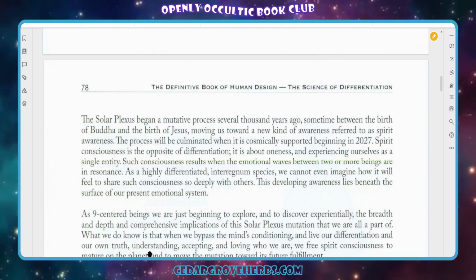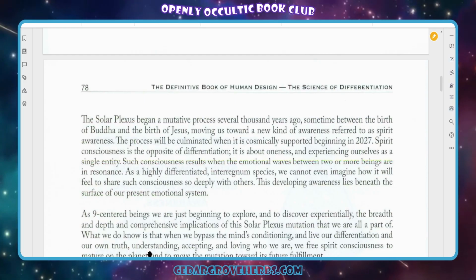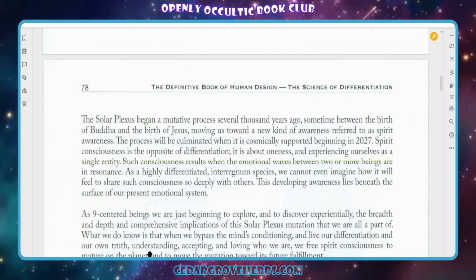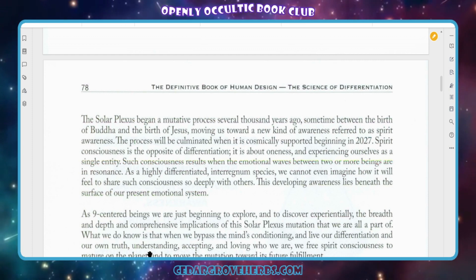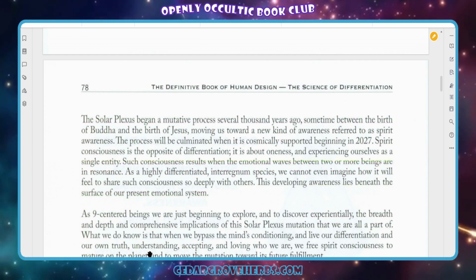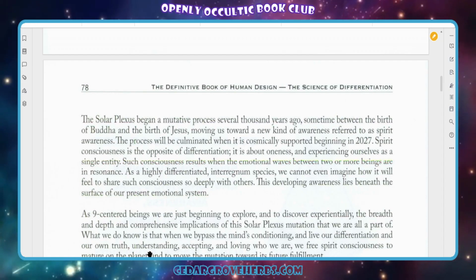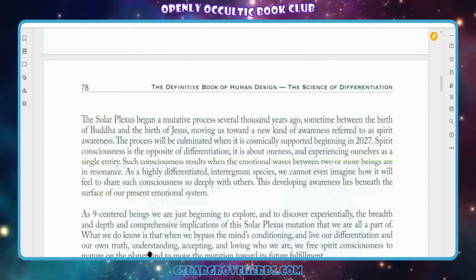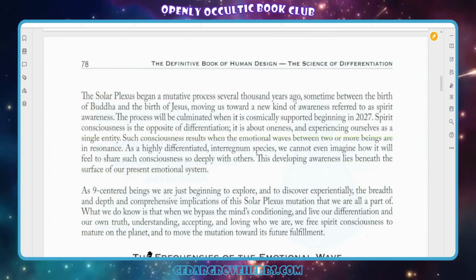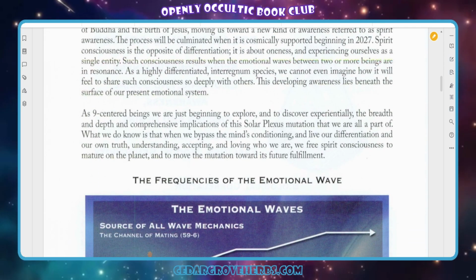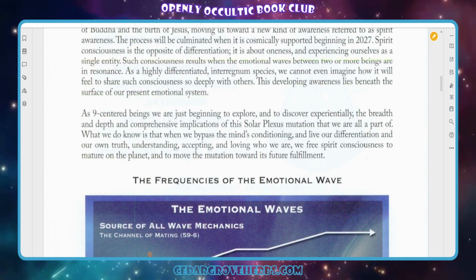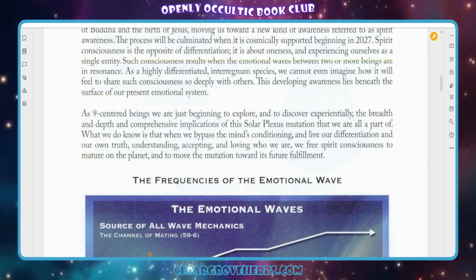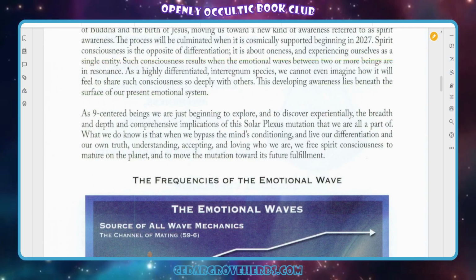Such consciousness results when the emotional waves between two or more beings are in resonance. As a highly differentiated Interinum species, we cannot even imagine how it would feel to share such consciousness so deeply with others. This developing awareness lies beneath the surface of our present emotional system. As nine-centered beings, we are just beginning to explore and to discover experientially the breadth and depth and comprehensive implications of this solar plexus mutation that we're all a part of.